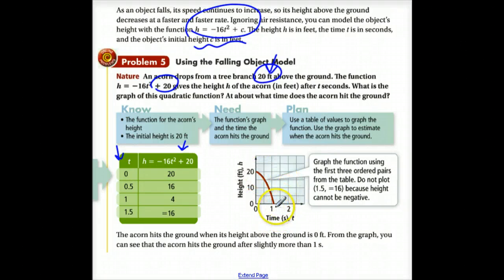All right, so here's our graphed function. The acorn hits the ground when the height above ground is 0. So when the height is right here, that would be hitting the ground. Looks like it happened a little after 1 second. That would be our answer.